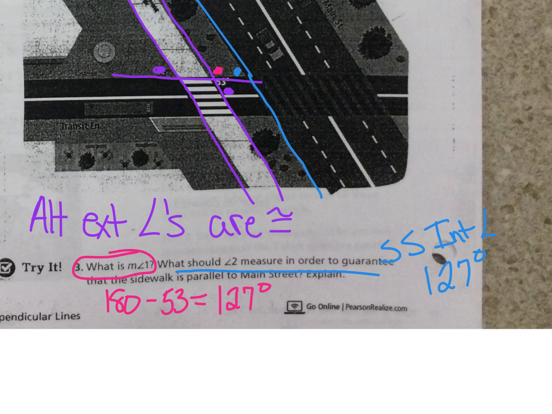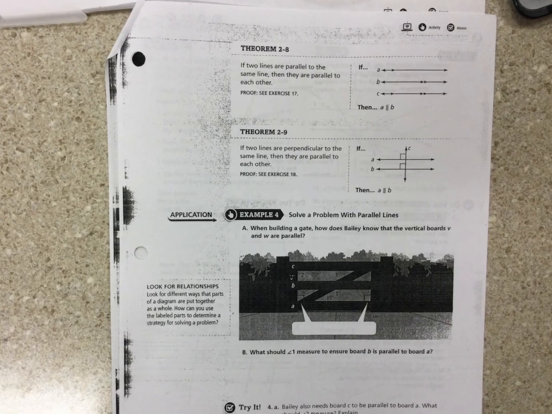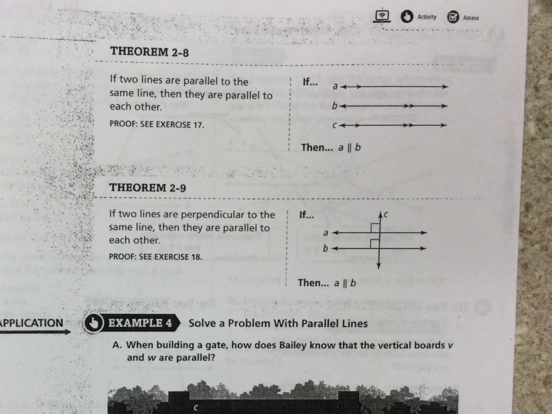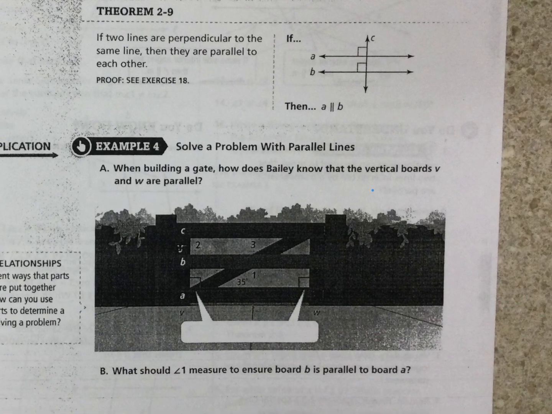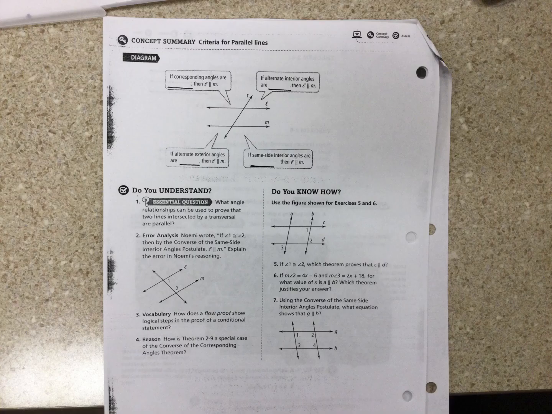On the page, we have theorem, same things. Actually, this one's a little different. If two lines are parallel to the same line, they're parallel to each other. And theorem 2.9, if two lines are perpendicular to the same line, then they are parallel to each other. And this one I'm going to do in class, but only because it's hard to see. I think it'd be easier if we just talk about that one in class.